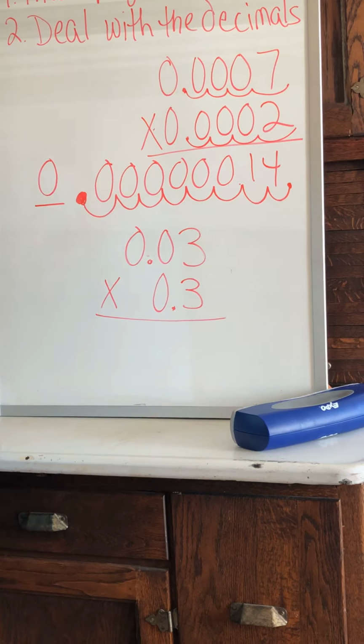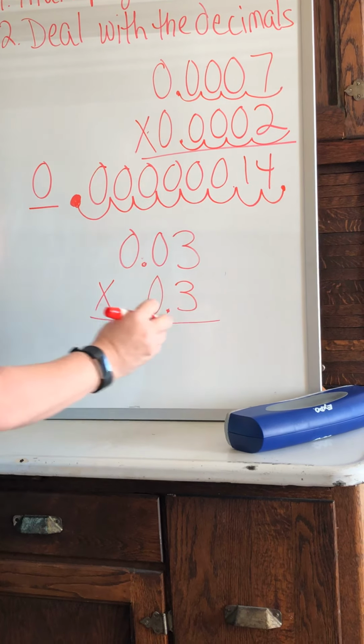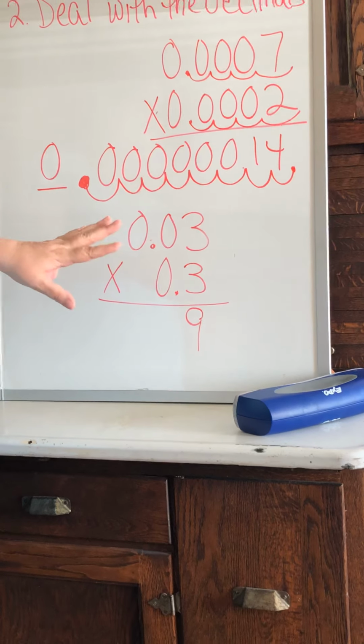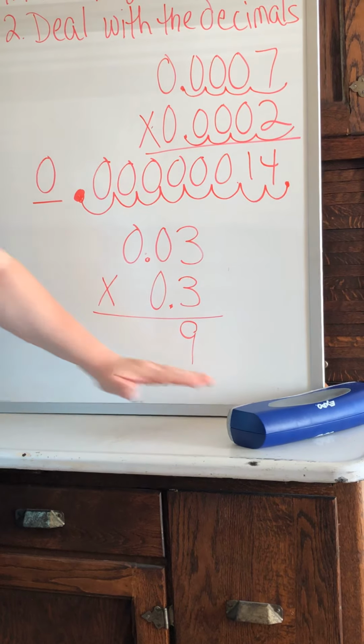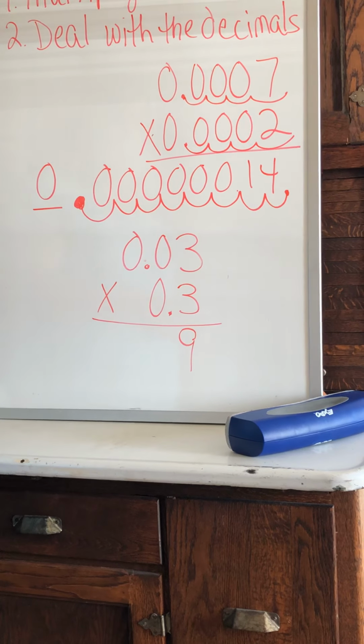Okay, do your multiplication first. 3 times 3 is 9. Okay, I do not have to do this. I've had a couple students in the past go ahead and do this and bring the zeros down here. That's just a waste of time. Don't worry about that. Just stop right there, okay?